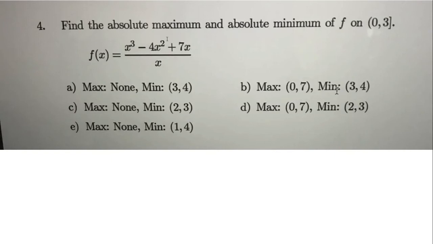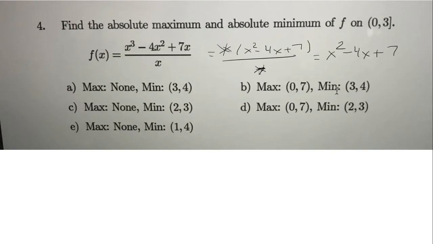So we want to find the absolute maximum and absolute minimum of f on the interval 0 to 3. f of x is x cubed minus 4x squared plus 7x over x. One thing to notice is I can eliminate this x by factoring out an x from the top. So that would cancel, and you will just have x squared minus 4x plus 7.